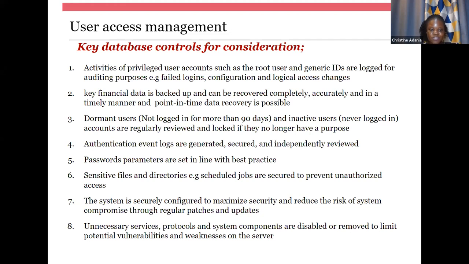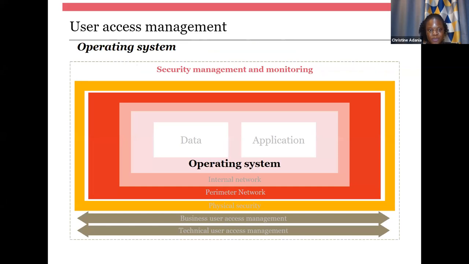We've talked about passwords. We've talked about access to sensitive files. There are things such as security patches, and then also protocols and system components are disabled and removed to limit potential vulnerabilities. So moving on to the operating system, the same controls that you apply for a database would be the same controls that would be applied for an operating system, addressing the risks end to end.